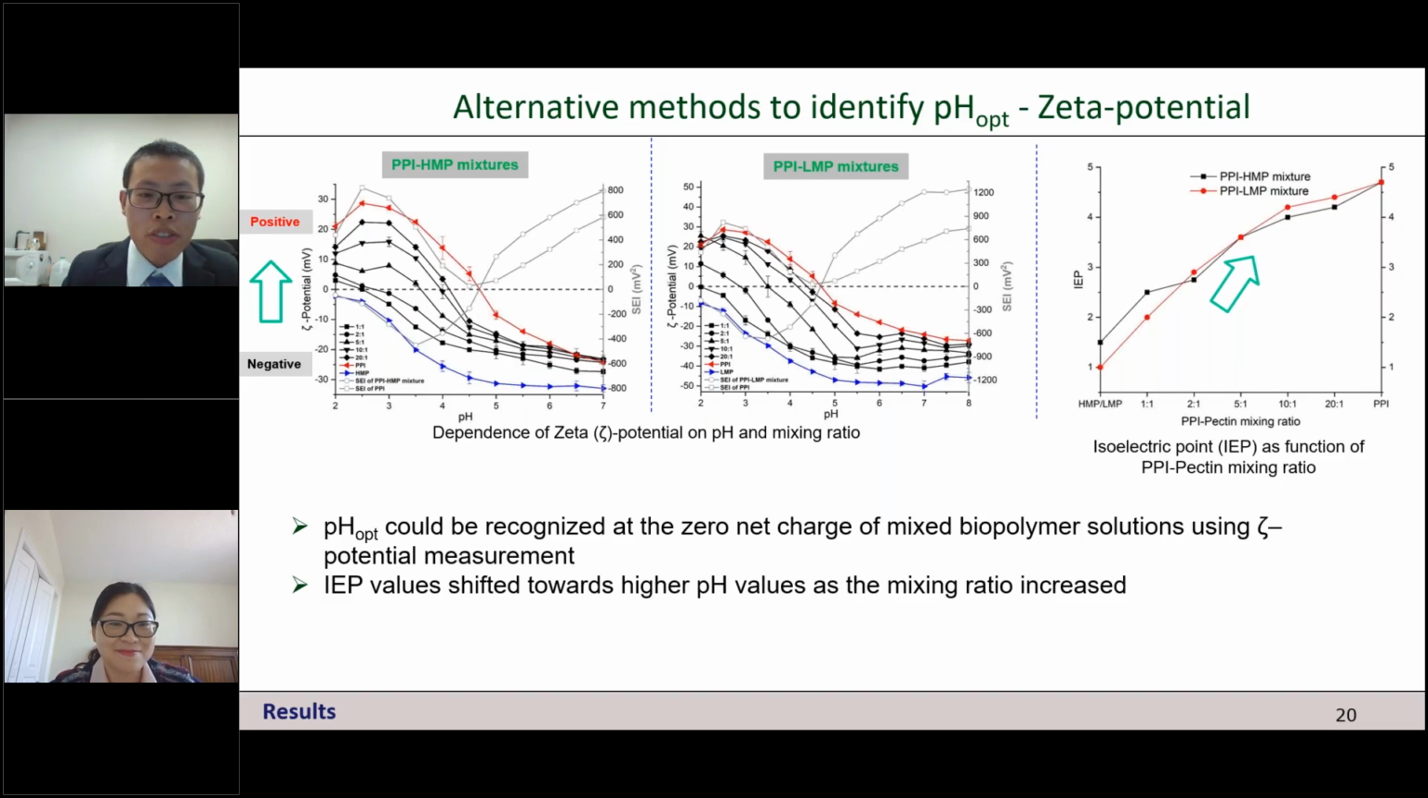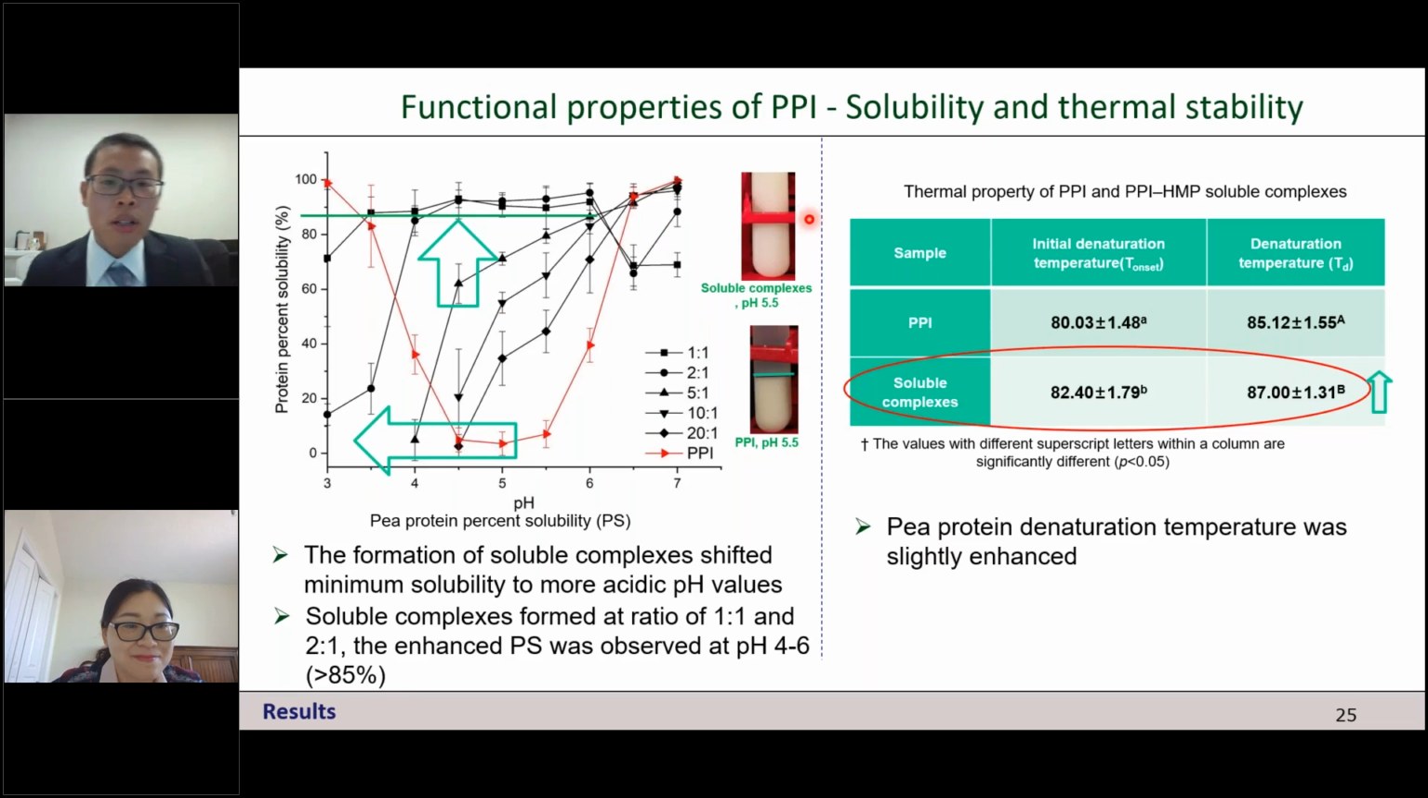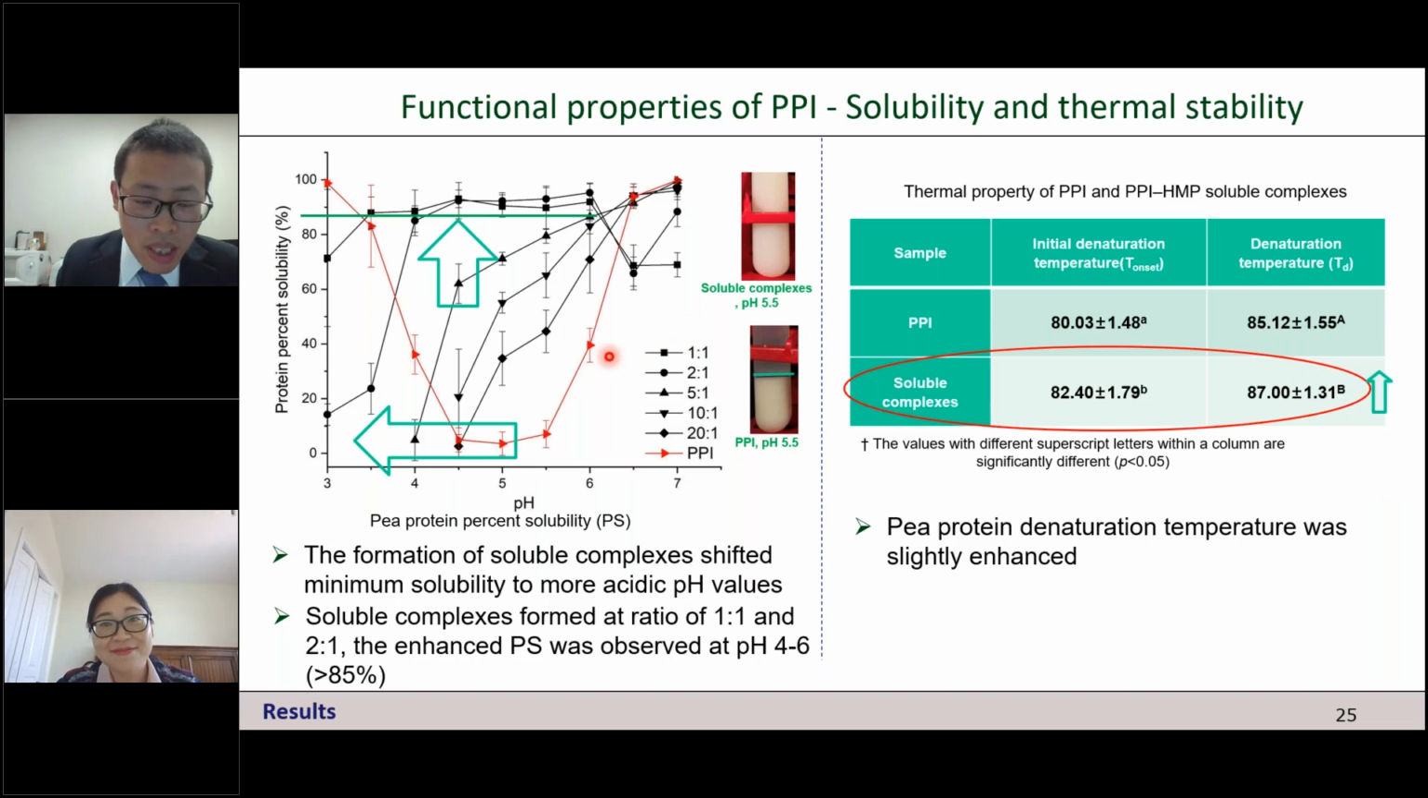So as for the application in food industry, as I presented here, we show two applications. One is to improve soluble complexes to improve solubility and thermal stability of protein. So this is quite important and applicable in the food industry. An appropriate amount of pectin added to pea protein solution could first improve the protein solubility. That means higher concentration of protein in food products.